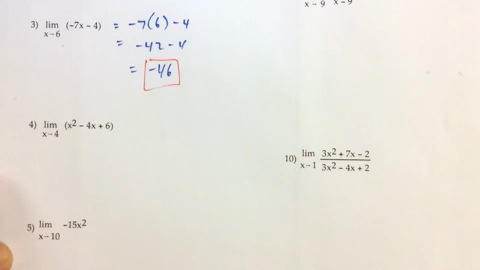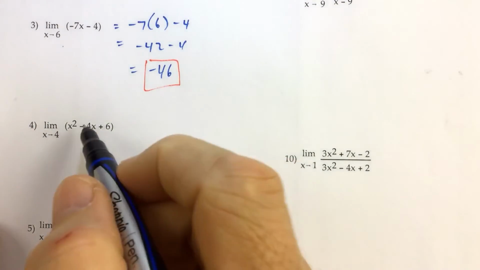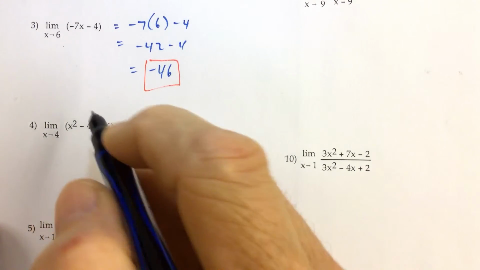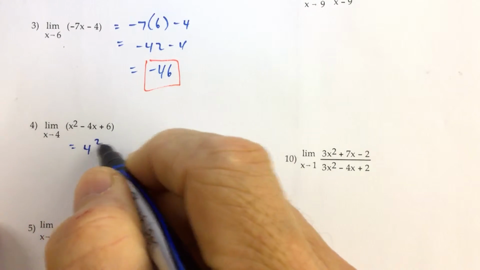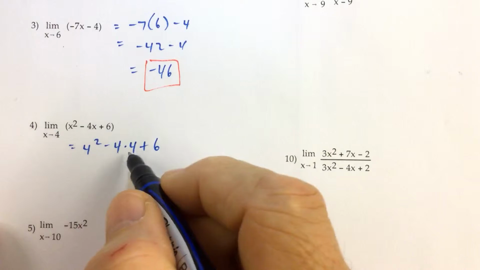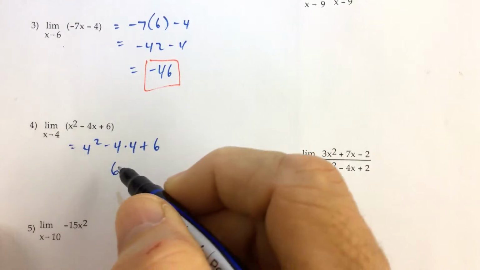Same with number 4. So number 4, polynomial function, the limit of this function as x approaches 4 is equal to 4 squared minus 4 times 4 plus 6. So 4 squared is 16, minus 16 is 0, plus 6 is 6.